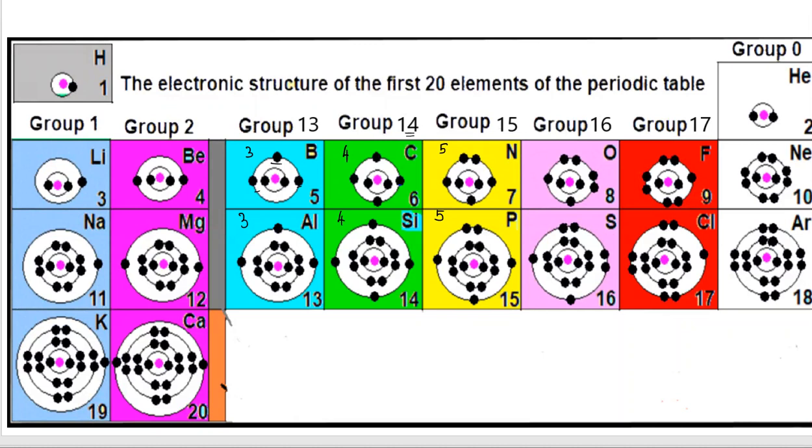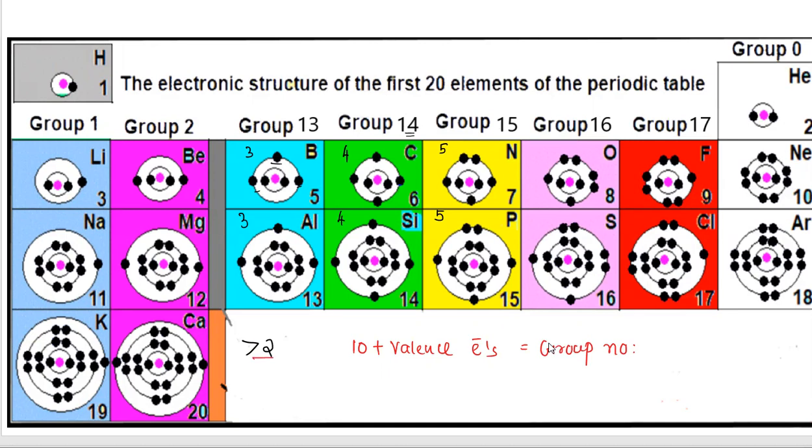That means if more than 2 electrons are there in the outermost shell, then to find the group, you have to add 10 to the valence electron. 10 plus valence electron will give the group number. Is that clear? I repeat.